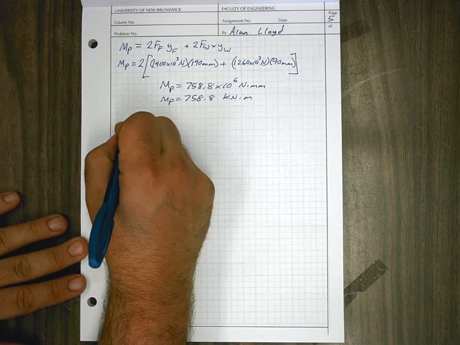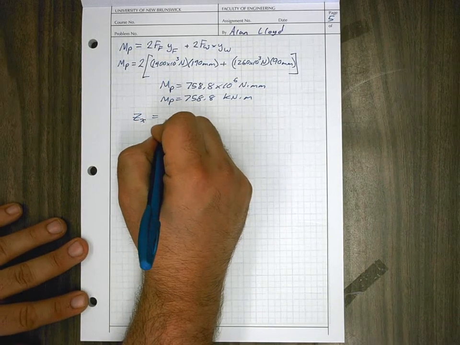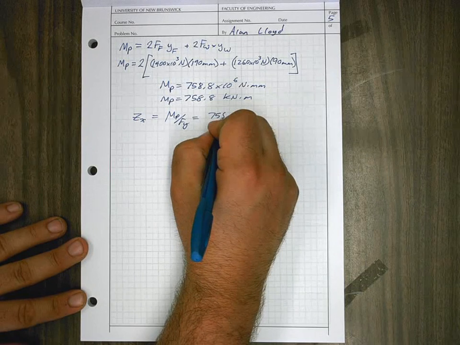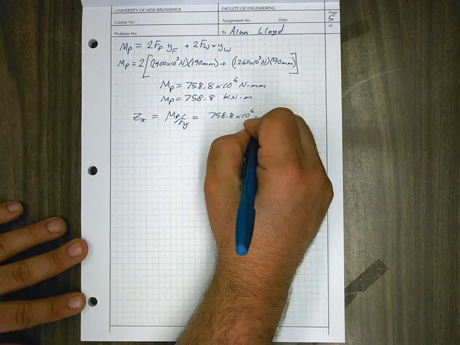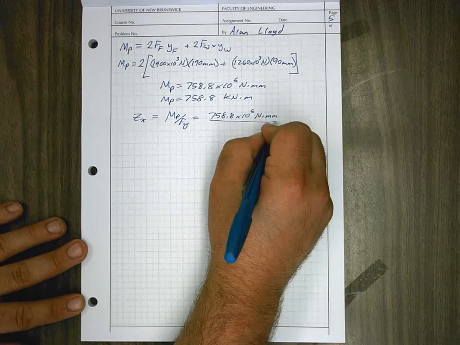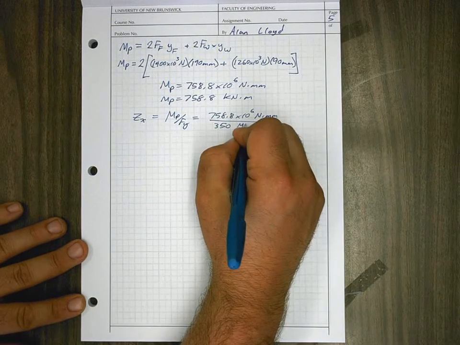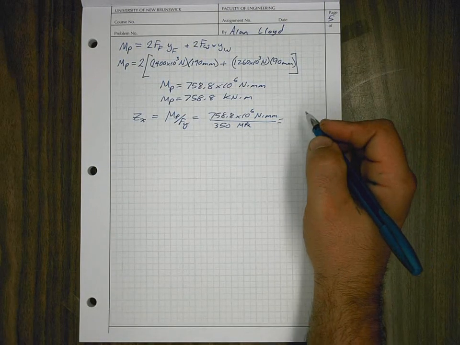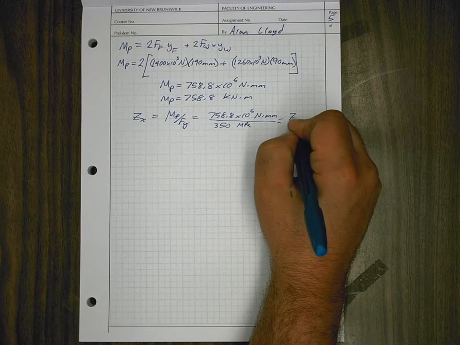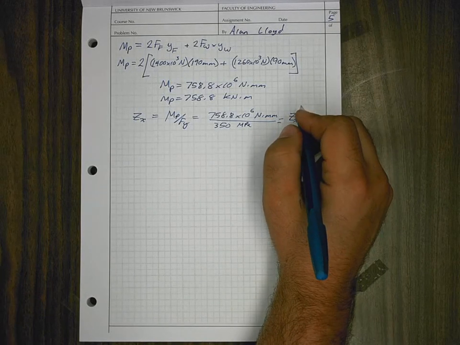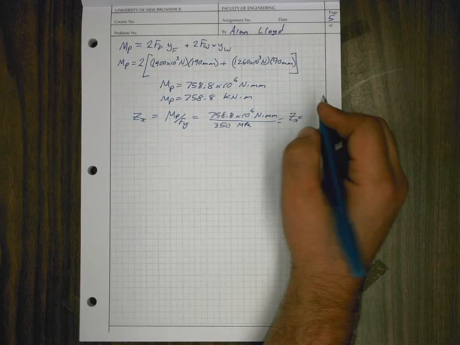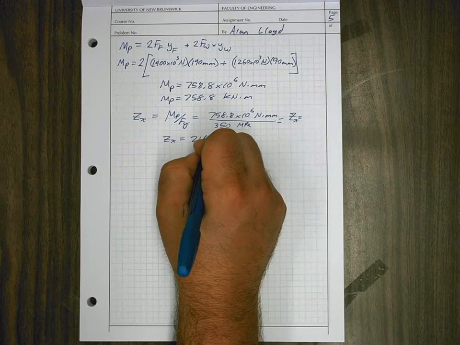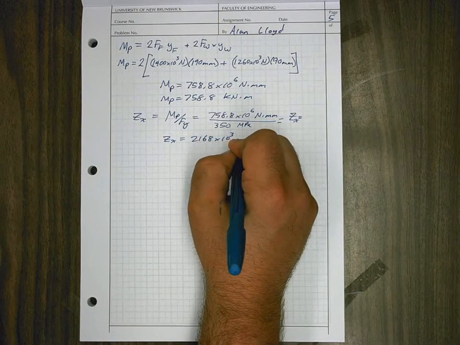Now this will directly give us the section modulus. Zx is equal to MP over Fy. And that's equal to 758.8 times 10 to the 6 Newton millimeters divided by 350 MPa. And recall MPa is Newton per millimeter squared. So this comes out to the correct units of millimeters cubed. So Zx is equal to, well, let me write it down below. Zx is equal to 2168 times 10 to the 3 millimeters cubed.